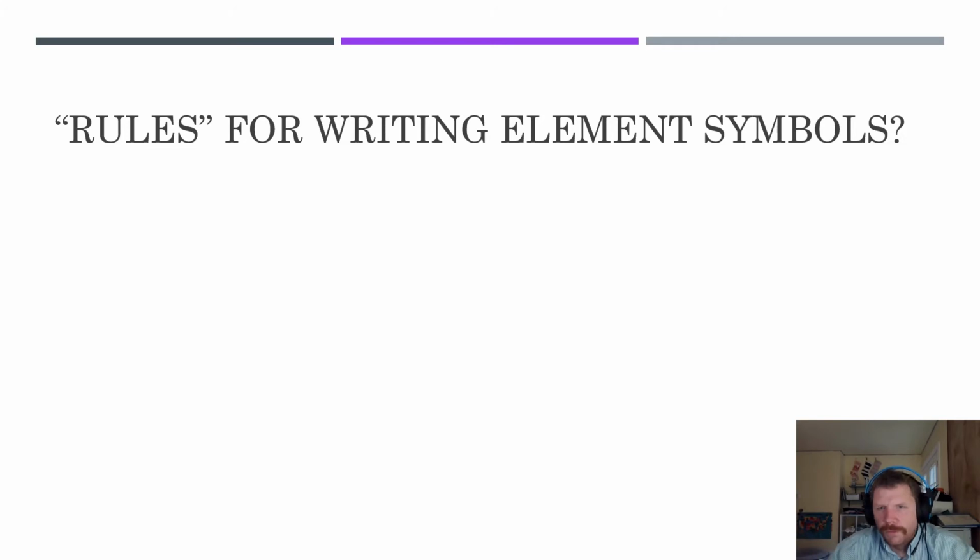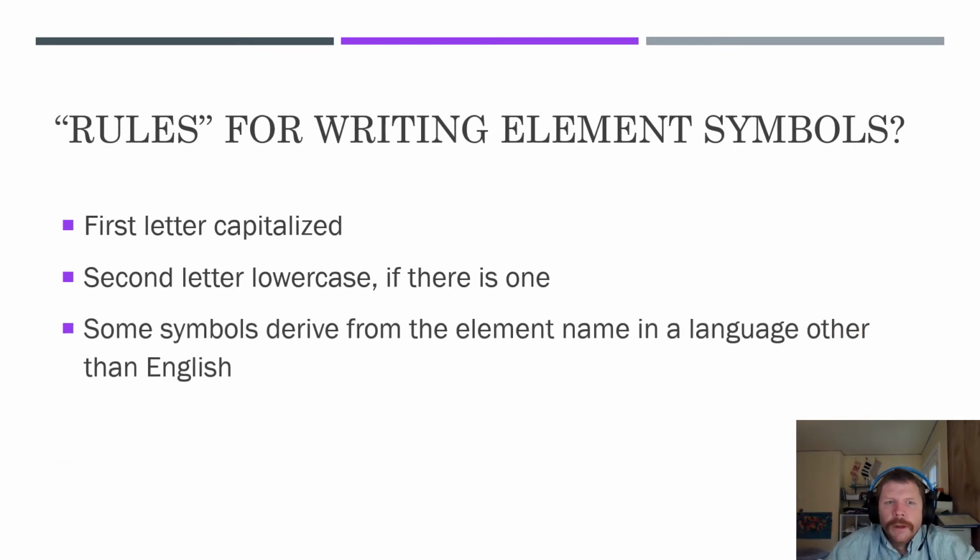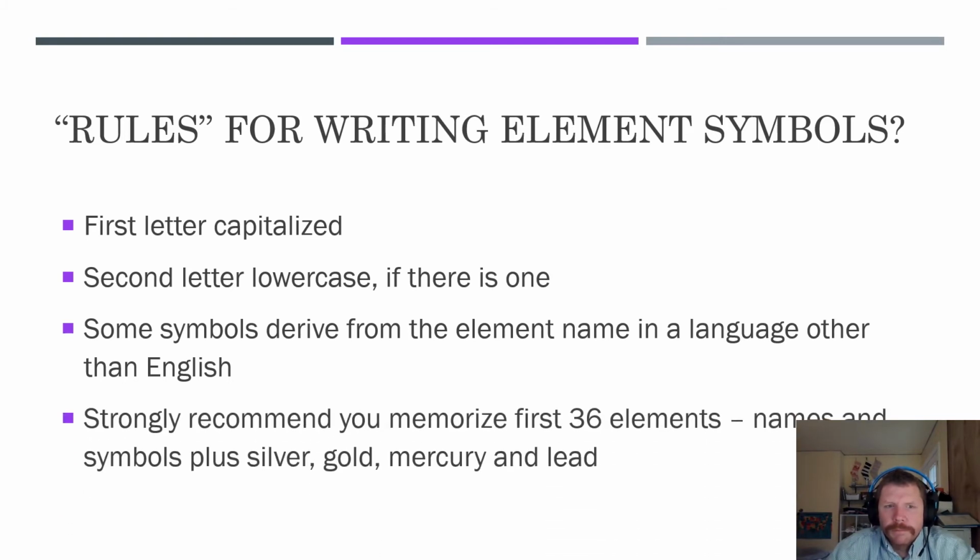Now, the rules for writing your elemental symbols. The first letter is going to be capitalized. We saw that with helium, capital H. The second letter is going to be lowercase if there is one. So helium versus hydrogen, they both start with a capital H, but only helium has that second letter. Hydrogen does not. Some symbols derive from the element name in a language other than English. We just talked about that with potassium, kalium.